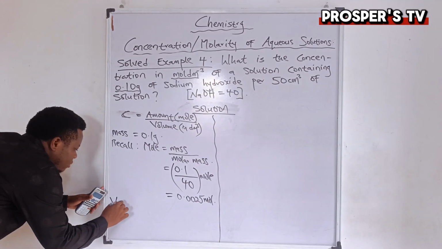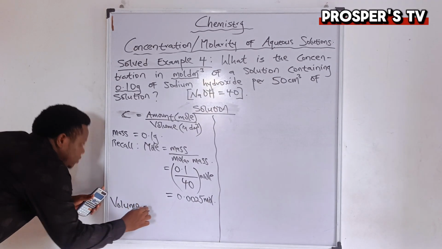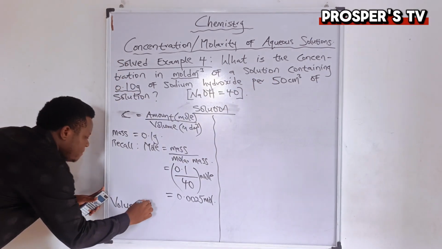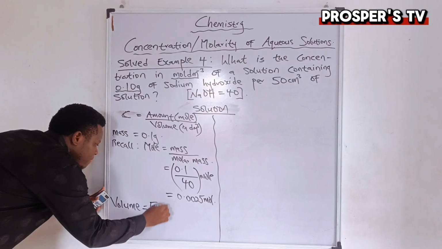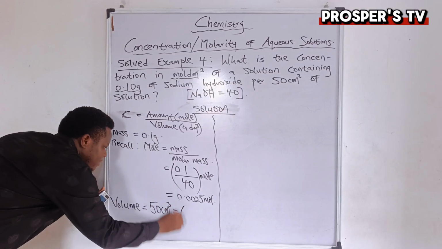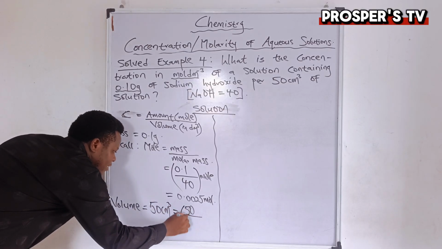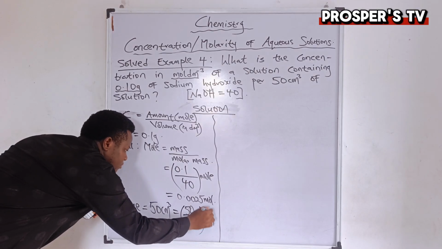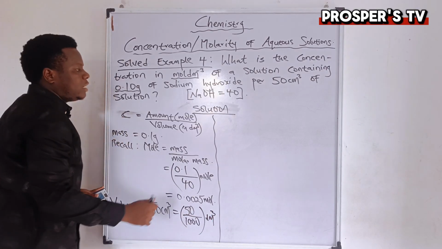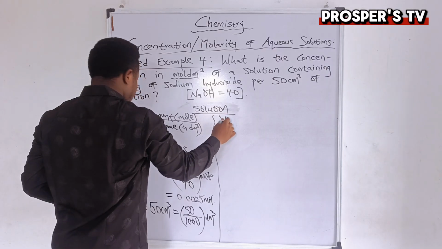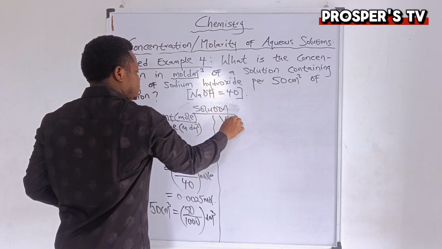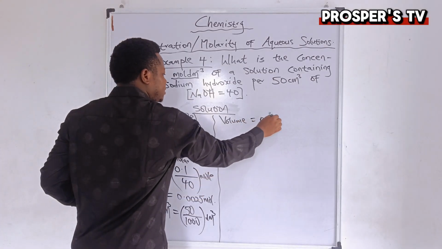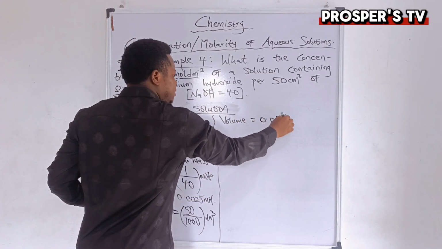Since we now have our amount in mole, the volume was given in the question. If you read your question, the volume was given to us to be 50 cm³. But remember, when you are using this formula, you convert your cm³ to dm³ by dividing by 1000. So our volume becomes, if you punch your calculator, 0.05 dm³.